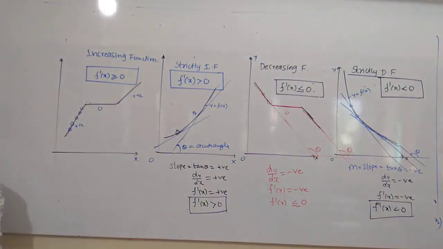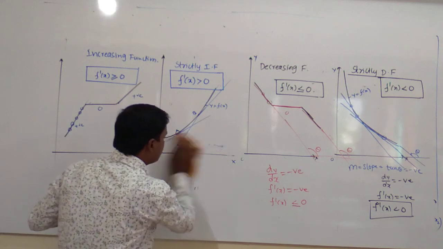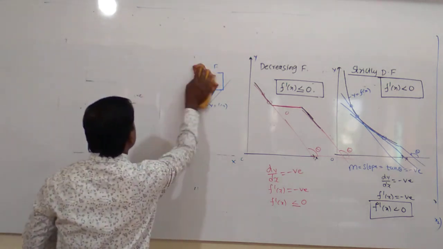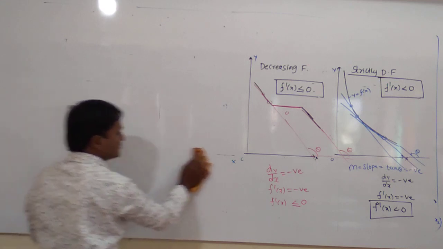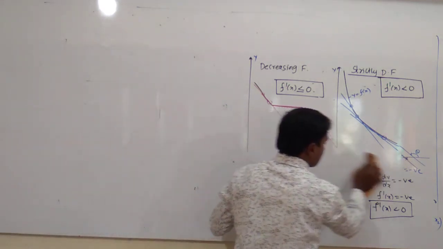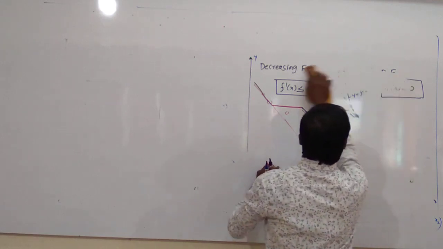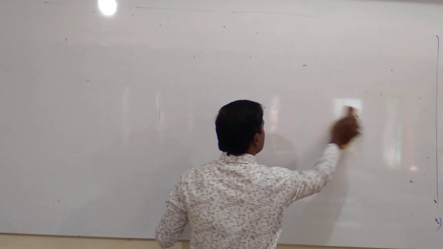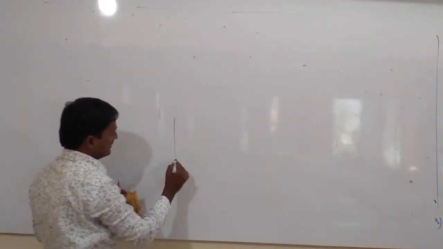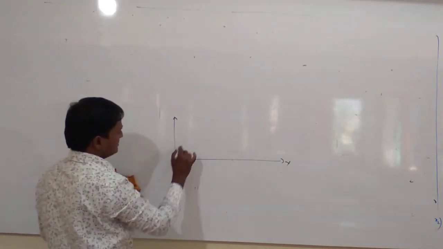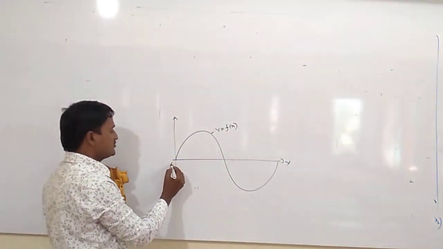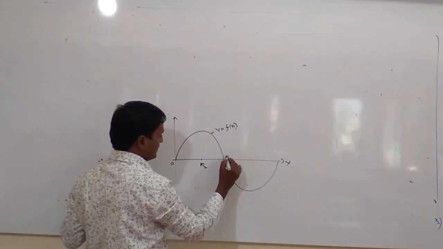Now let us see some graphs. Those graphs are said to be neither increasing nor decreasing functions, right? So when will we say that the given functions are neither increasing nor decreasing? Suppose the function here I have taken like this, x-axis and here it is y-axis. Suppose we take the graph of this function, y is equal to f of x. So here it is 0, here it is pi by 2, here it is pi and here it is 2 pi.